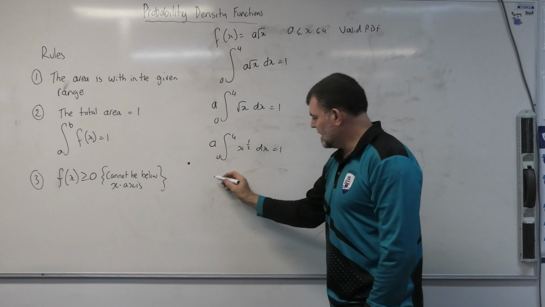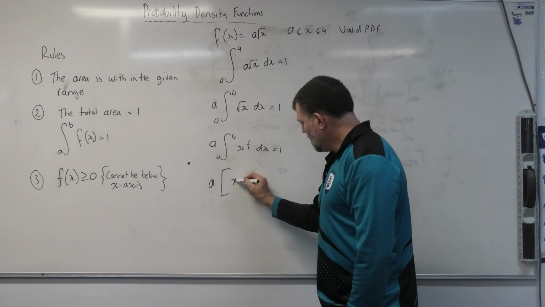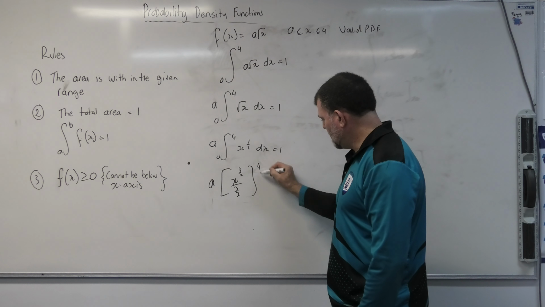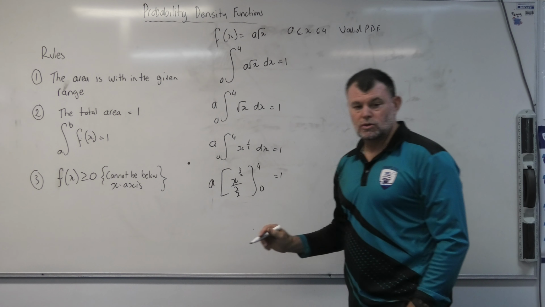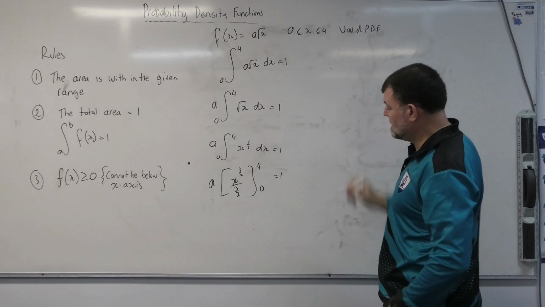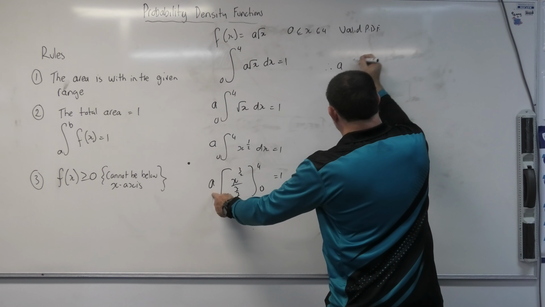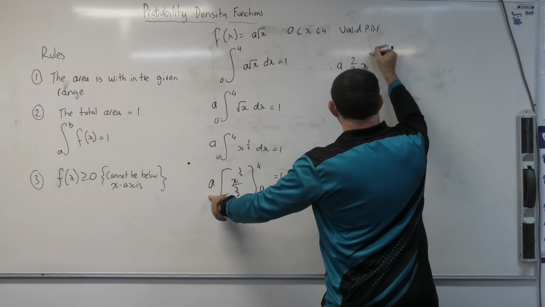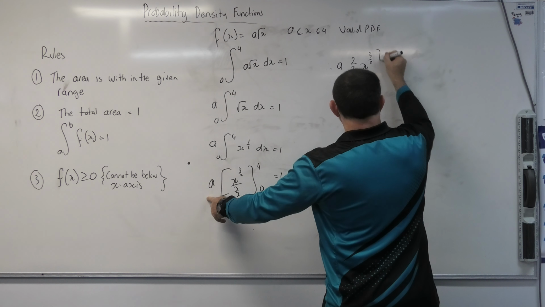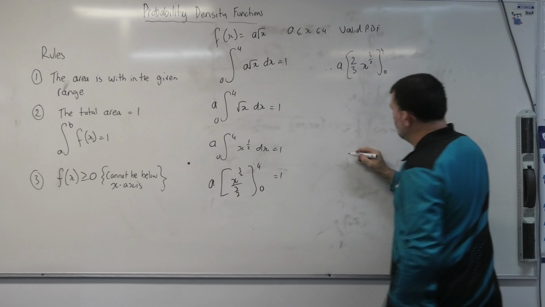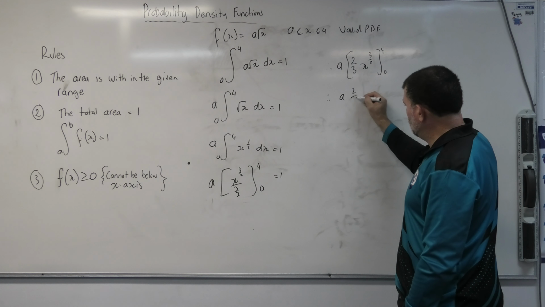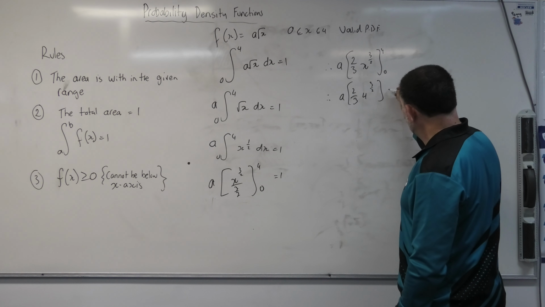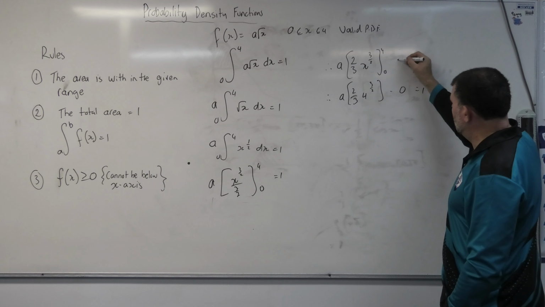If we integrate this now, we get a times x to the power of 3 halves over 3 halves, between 4 and 0, is equal to 1. So if we continue solving this, leaving our a on the outside for now, we're going to have 2/3 x to the power of 3 halves, 4 to 0, so therefore a times 2/3, 4 to the power of 3 halves, minus 0 is equal to 1.